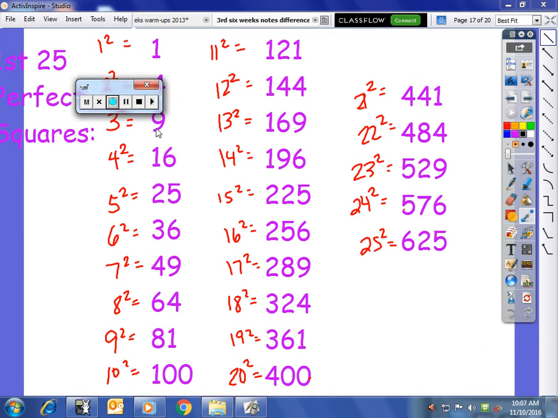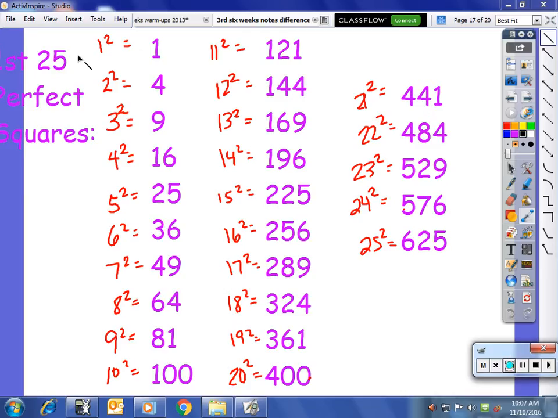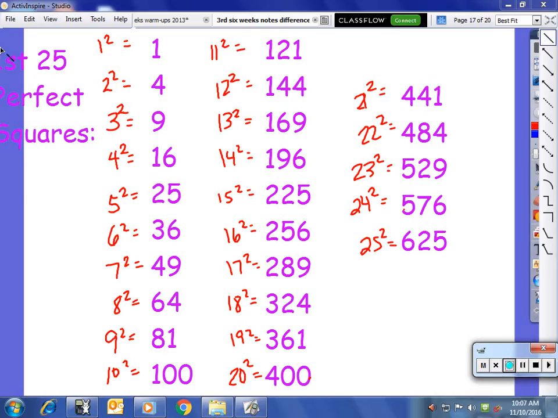Okay, guys. Today we are looking at special kinds of factoring. Y'all need to get quiet. Special kinds of factoring. One of those cases is called the difference of two squares.